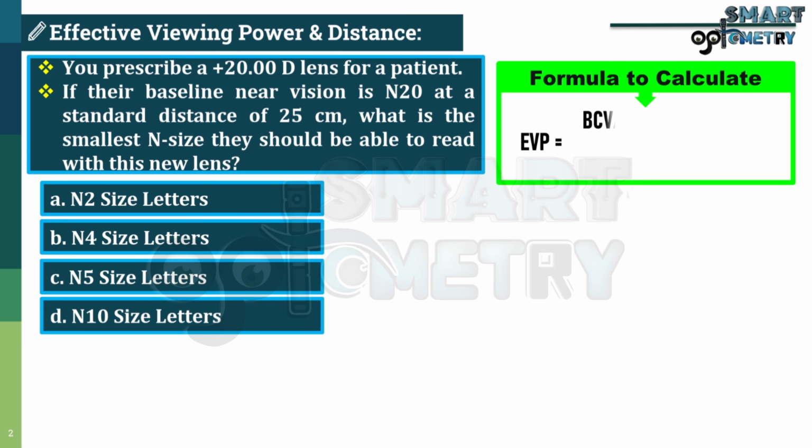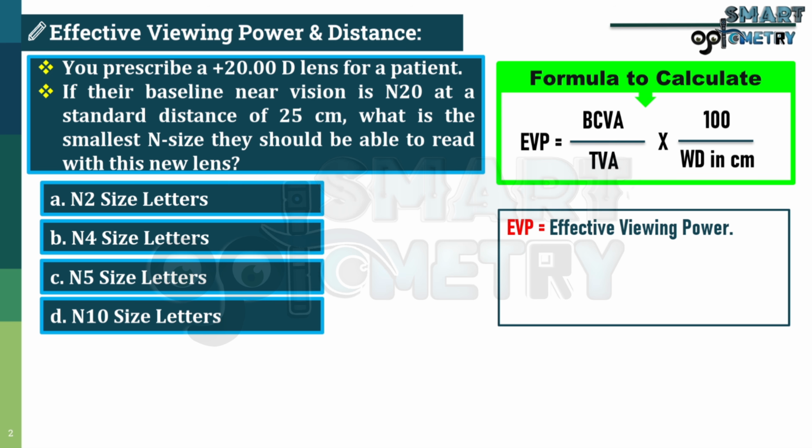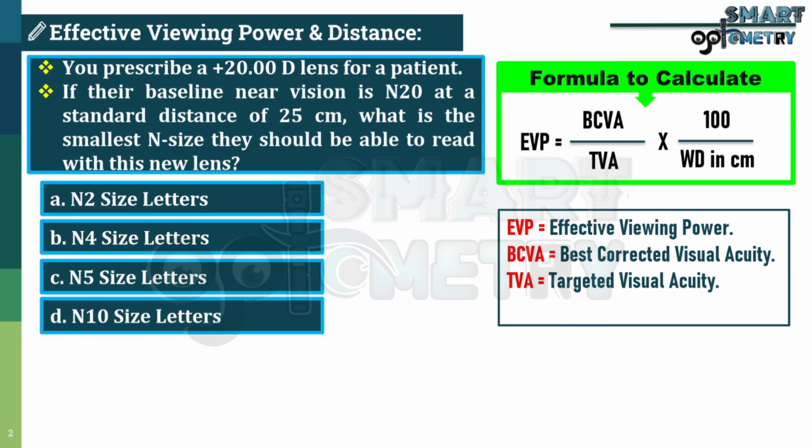EVP equals BCVA divided by TVA multiplied by 100 divided by WD in centimeter. Here EVP is effective viewing power, BCVA is best corrected visual acuity, TVA equals targeted visual acuity, and WD is working distance. That will be in centimeter.